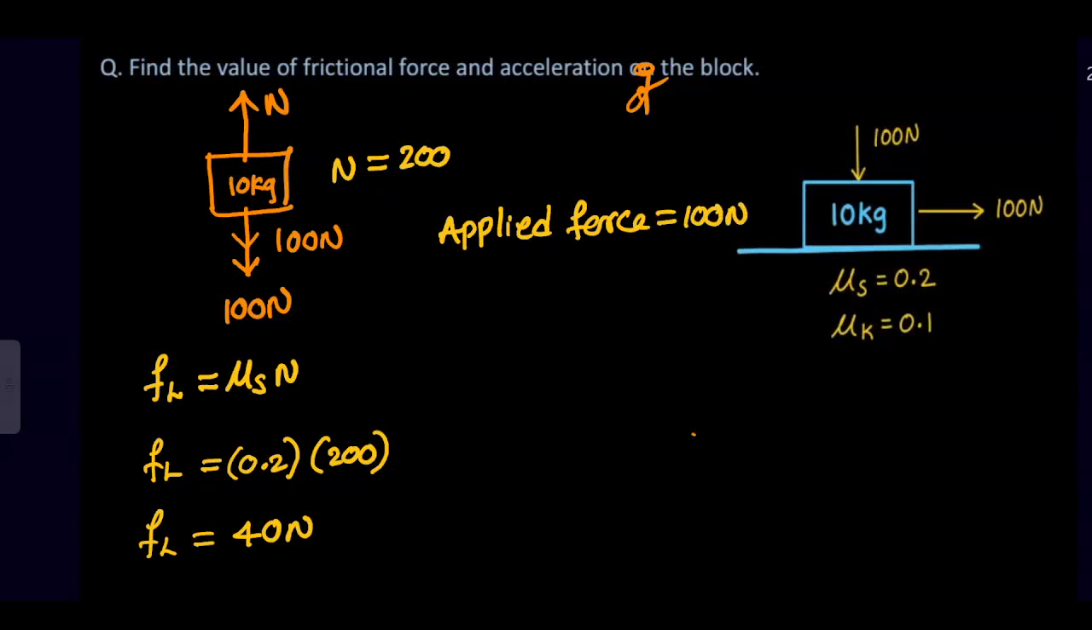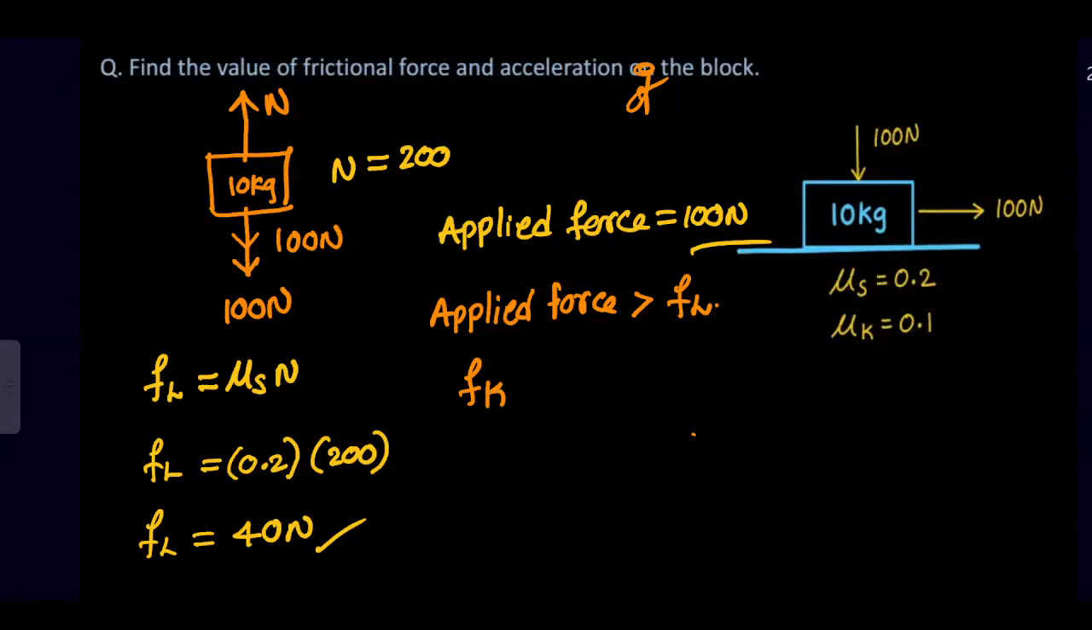You tell me, in this case what happens here? Applied force is more than the limiting friction. Which is greater? Limiting friction is 40. Applied force is how much? Applied force is greater than the limiting friction. So what happened to the body? It moves from rest. The body is in motion, so that means it has acceleration. So it has kinetic friction now.